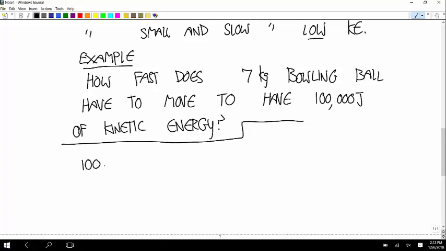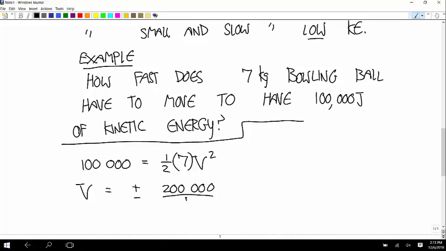So 100,000 is equal to 1/2 times 7 times the speed squared. And we're just going to solve for that speed. So 200,000 divided by 7, v is equal to plus or minus square root of 200,000 divided by 7. Can someone tell me what that is?